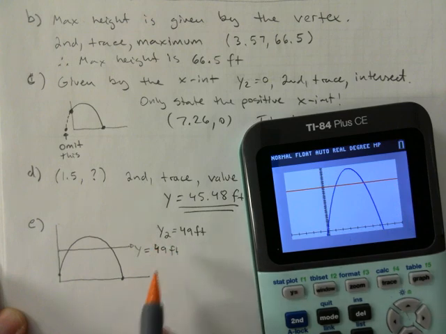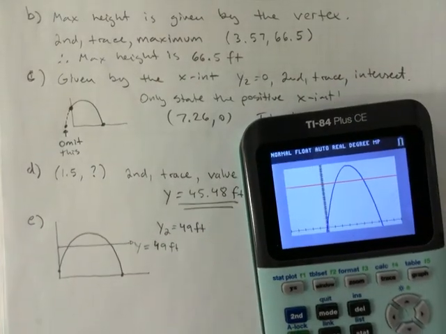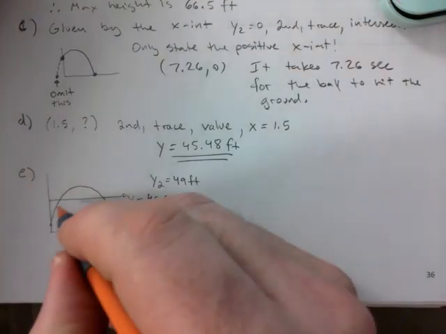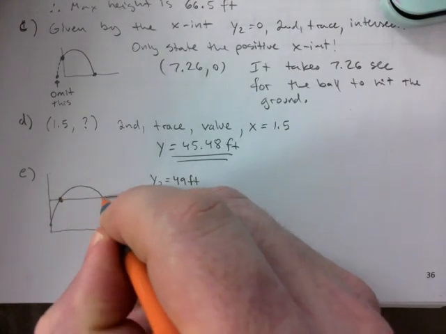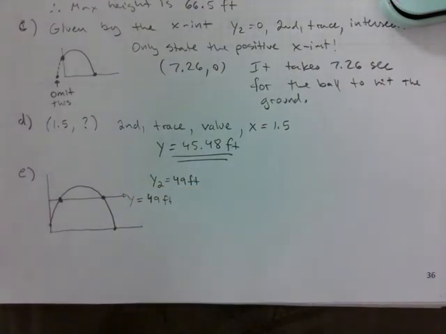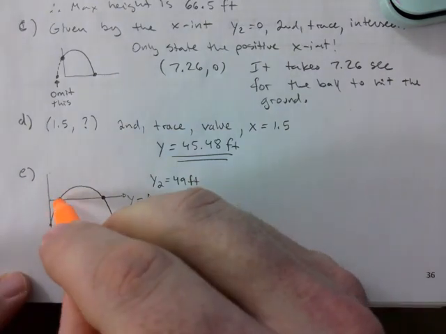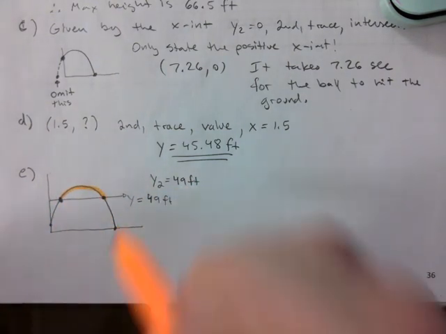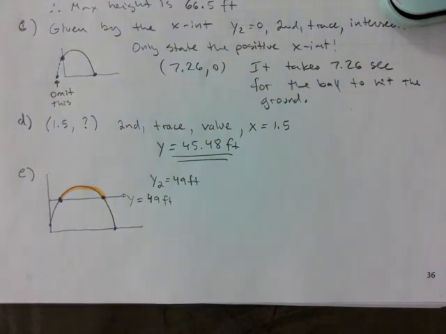Okay, that is our 49 feet mark. What they're asking us for is from here to there, right? How long did it take? How long was the ball at 49 or above it? That's what they're asking for.